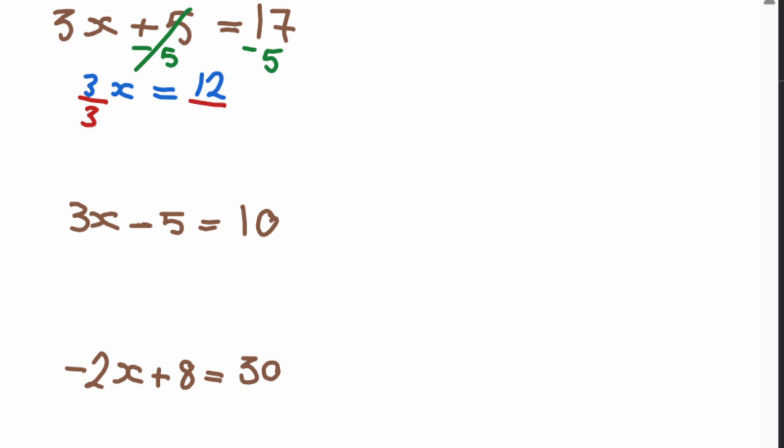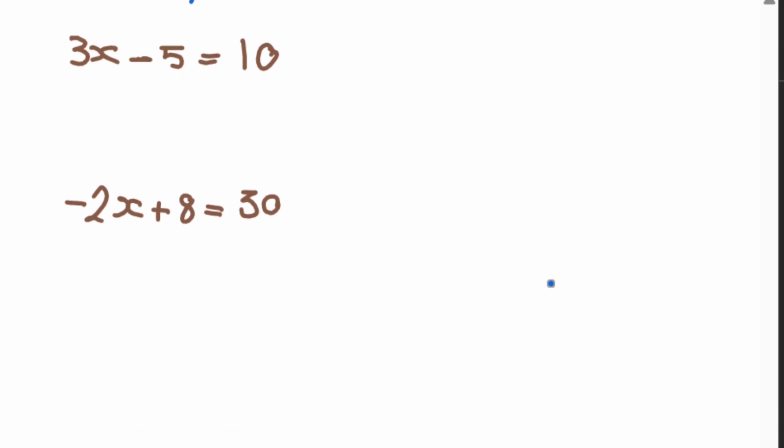Now we can get rid of the 3 by doing the opposite of multiplication. 3 times x is multiplication, so we divide by 3. Now this 3 is gone, and then we have x equal 12 divided by 3, which is 4. That's it. It's just the steps. You follow it, you are never getting it wrong.